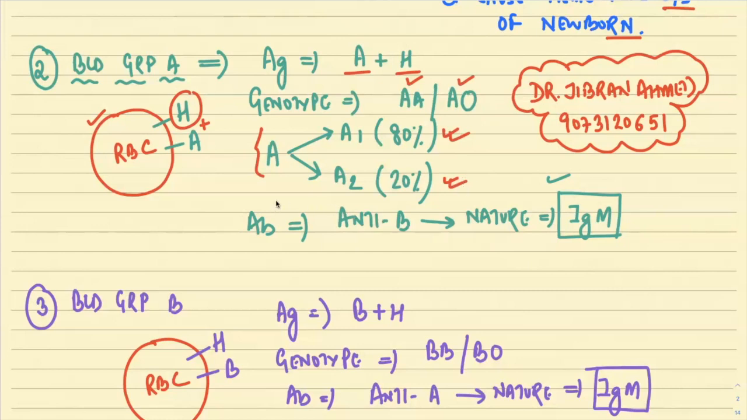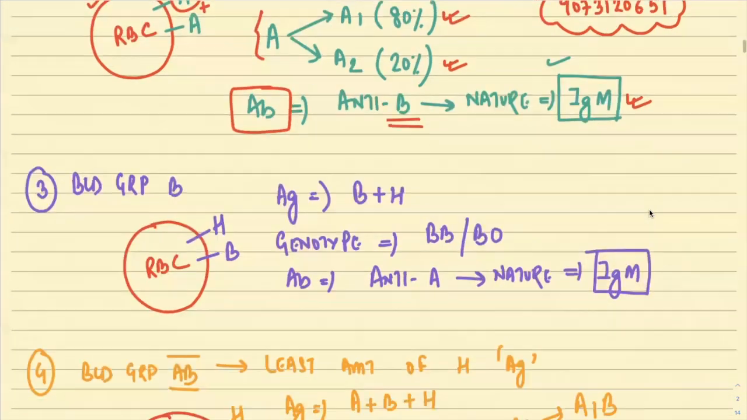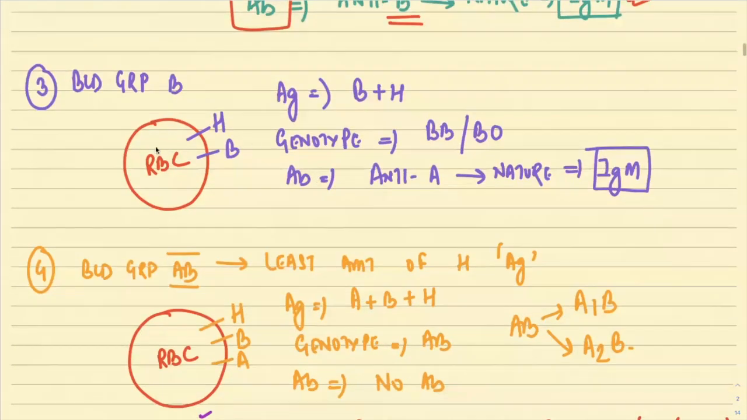Now comes the very big difference. The antibody in the plasma of the group A individual is anti-B. And the nature of this antibody is IgM. It is not IgG, it is IgM. Always remember this. IgM cannot cross the placenta. Remember this, IgM cannot cross the placenta.